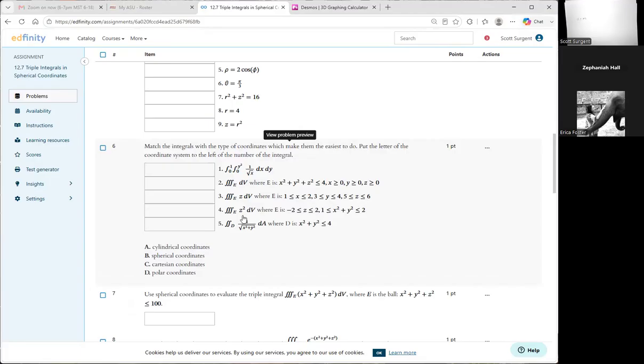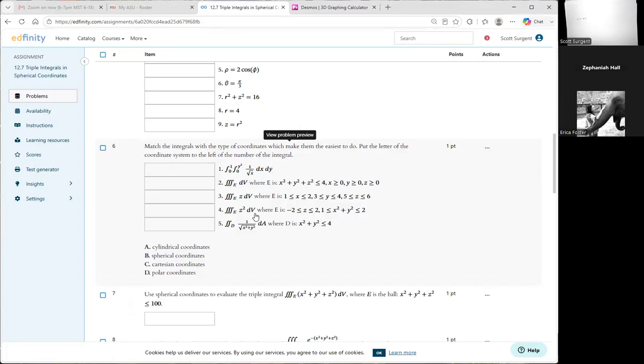For number 4, right here, 1 is less than or equal to x squared plus y squared is less than or equal to 2. X squared plus y squared is going to create a circle, and so this is actually a ring. It's above radius 1 and less than radius rad 2. So this region right here creates a ring. Z is just z. You would trade out x and y for r and theta. This would be cylindrical.